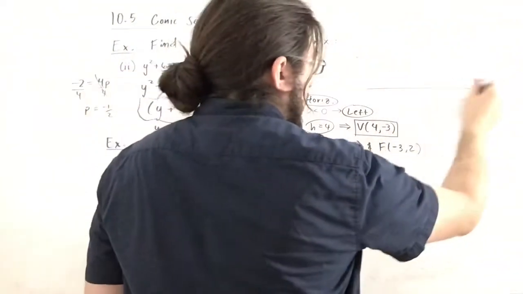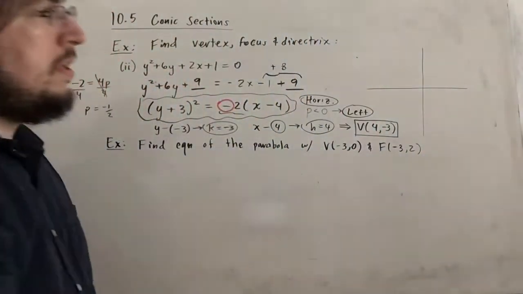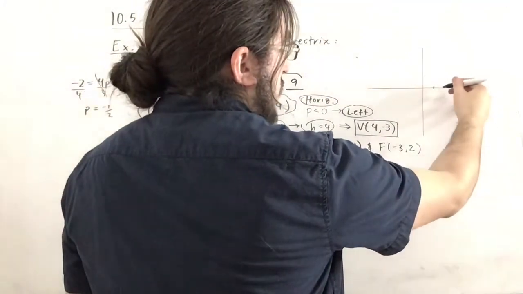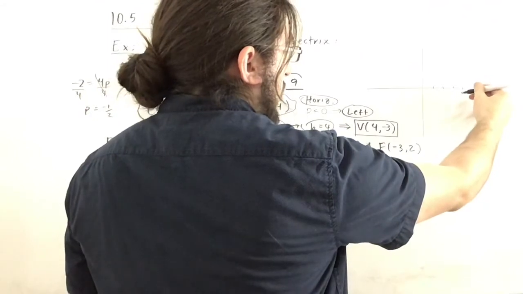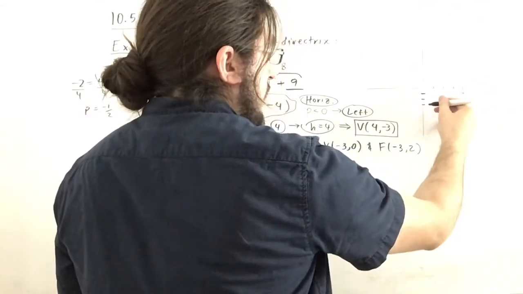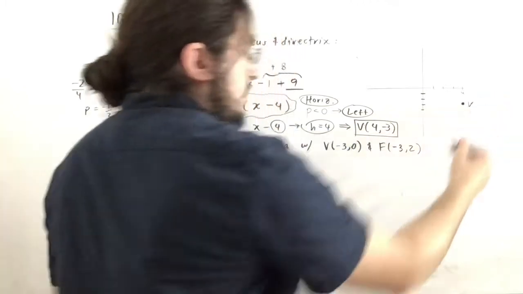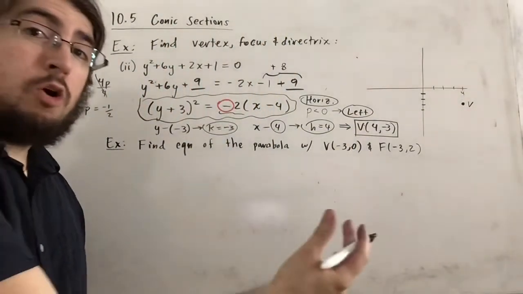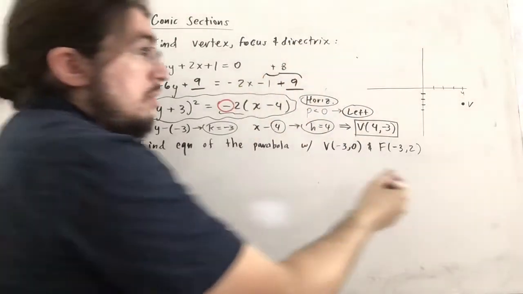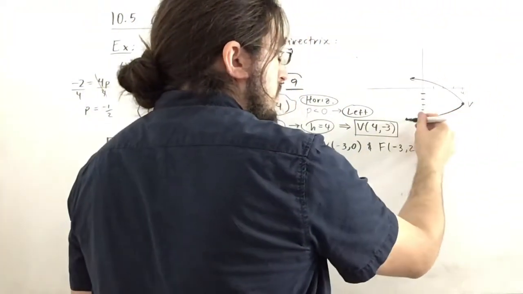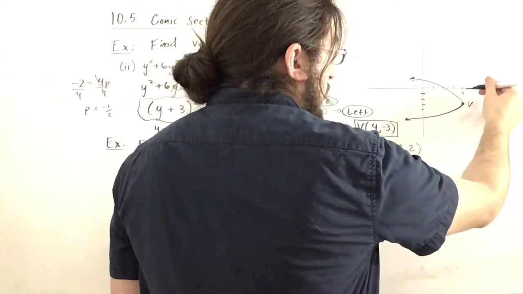So let me try to draw this appropriately. So we're going to go to (4, -3). So let's say this is 1, 2, 3, and let's say that's 4, and then down 3, 1, 2, 3. That sounds okay. So this is the vertex, and it's going to open to the left. Horizontal opens to the left. So it'll look something like this.